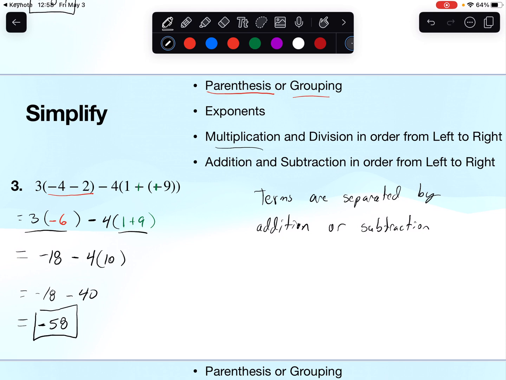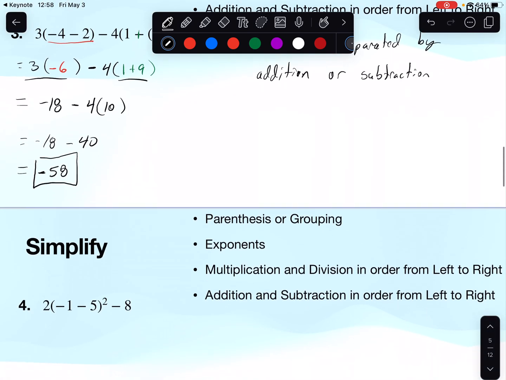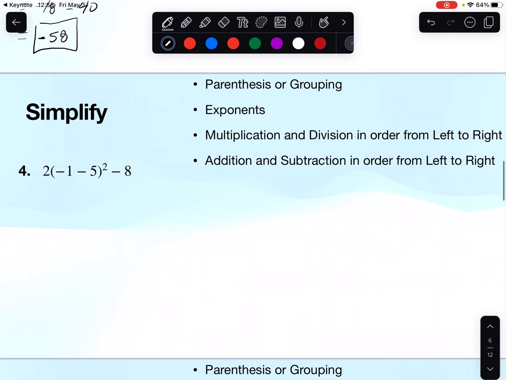Okay. Let's look at one more for this video. Let's go ahead and simplify 2 times the quantity -1 minus 5, and then that quantity is squared, and then -8. So again, we're going to do the parentheses first. So 2 times the quantity -1 minus 5 is going to be -6. Let's square that. -8.